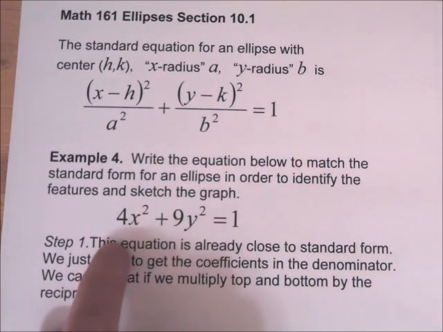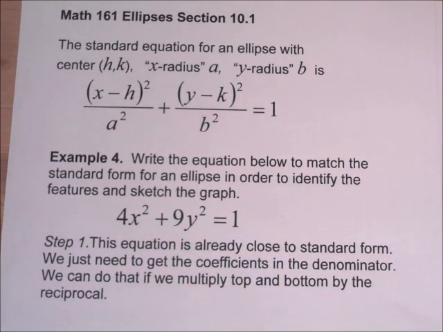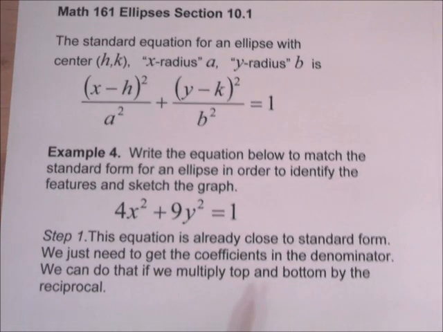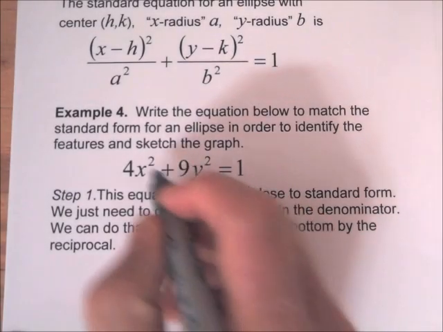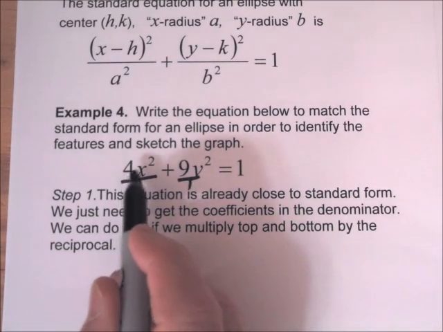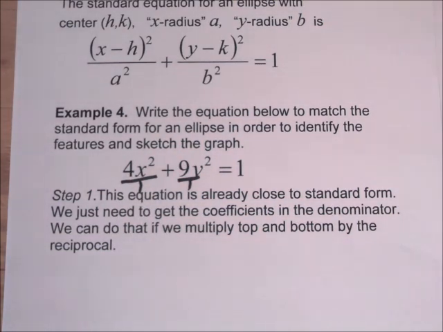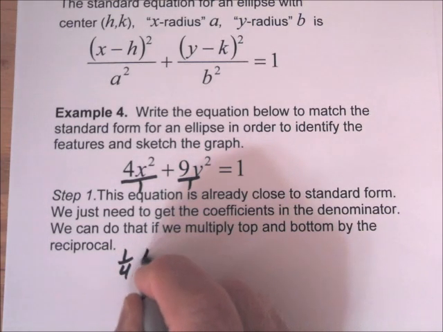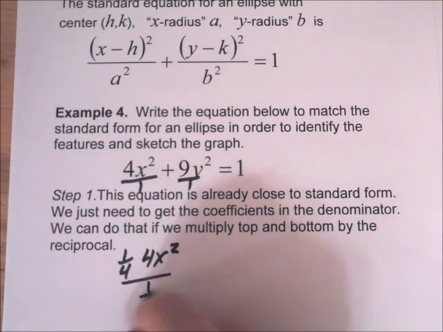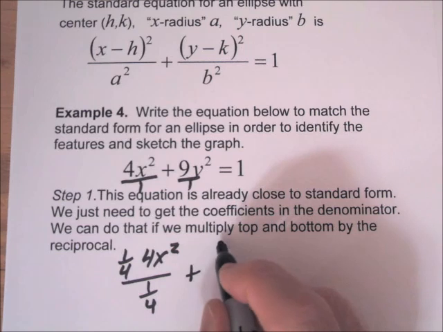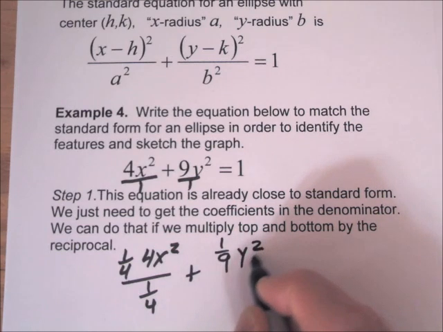We already have the equals 1, we already have the x squared and y squared, and we just need to get these numbers on the bottom. We need to get rid of these numbers here. So a whole number can be written as a fraction if you put it over 1. So we can put these over 1 to make these into fractions. And then in order to get the 4 out of the numerator, we want to multiply top and bottom of each fraction by the reciprocal of the coefficient. So for the first term, we're multiplying top and bottom by 1/4. And then for the y term, we want to multiply top and bottom by 1/9.